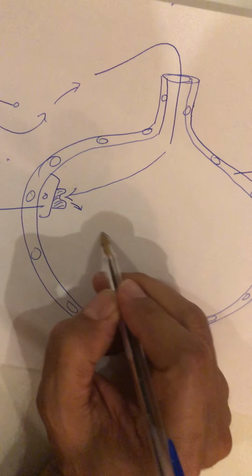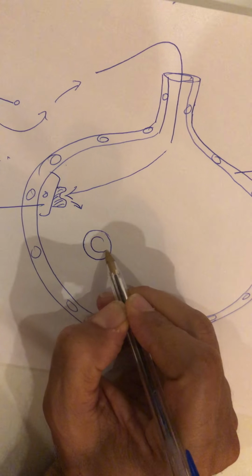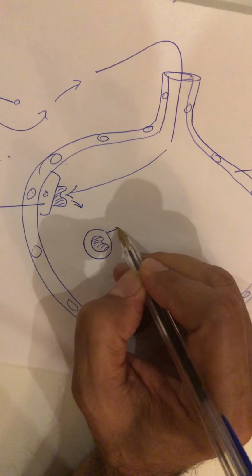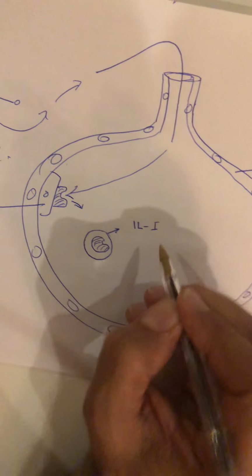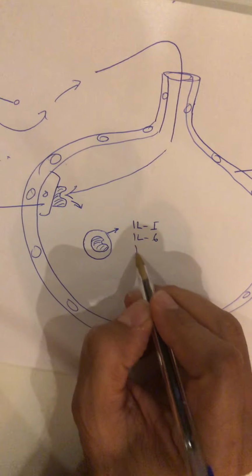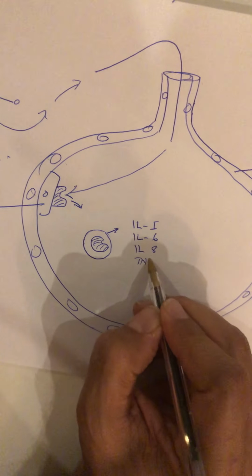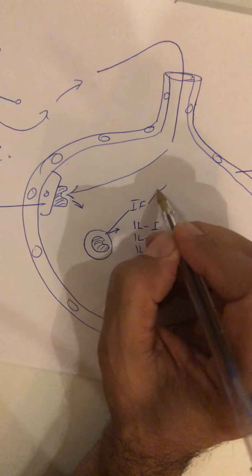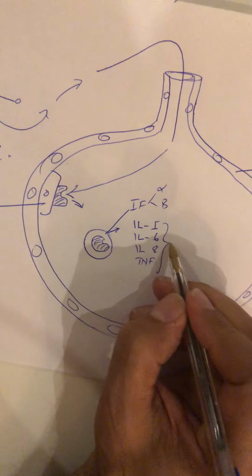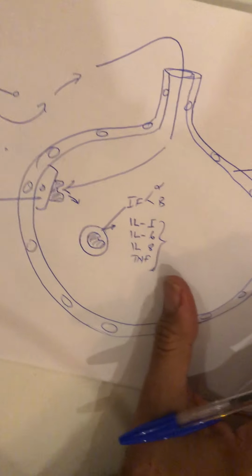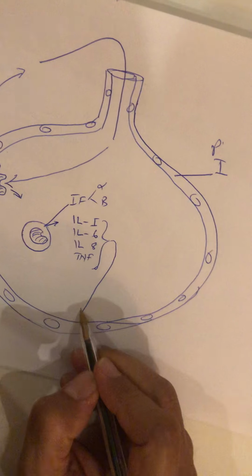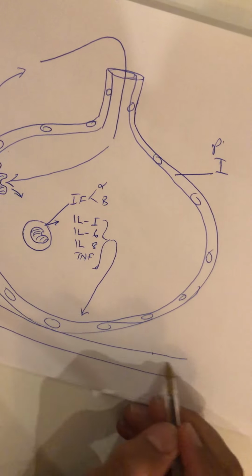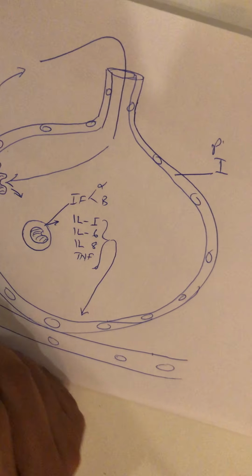That will stimulate the macrophage inside the alveoli. And this macrophage will secrete interleukin 1, interleukin 6, interleukin 8, and TNF, plus the interferon alpha and beta. So this interferon will stimulate the policeman, the blood vessel all around the alveoli, the RBCs, white blood cells.